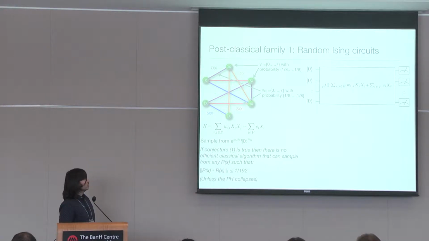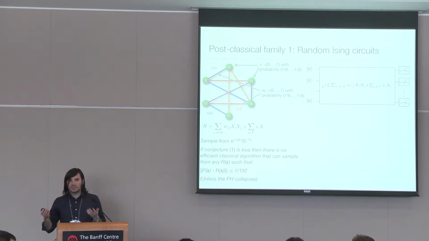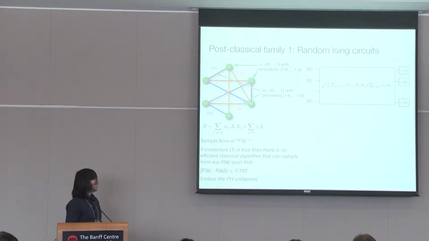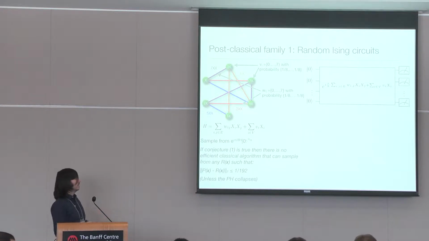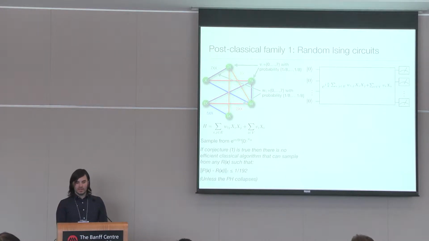Okay, so what's the actual, the classically difficult thing to do? Well, you prepare these circuits, and then you're just going to sample in the computational basis from the output of these circuits. And you're going to have to do this, say, polynomially many times. And what we actually prove is that if conjecture 1 is true, then there is no efficient classical algorithm that can sample from any output probability distribution R of x such that it is within a constant one norm bound from the output probability distribution of this circuit. Okay.